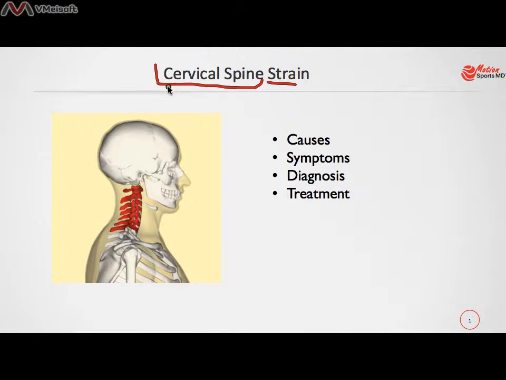Let's break that up really quickly. Cervical spine refers to the 7 vertebrae that help support the neck, and strain refers to any kind of muscle injury. There are a lot of different muscles in this area, and from a number of different mechanisms, there are little micro tears in the muscle, and that's what's usually causing the pain in the patient.